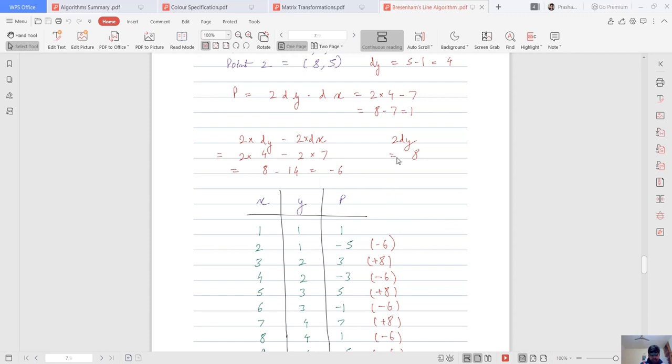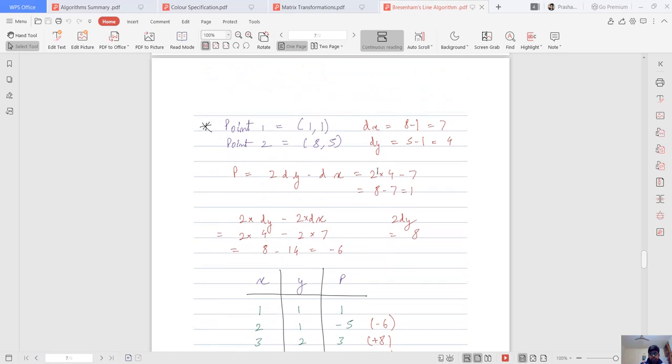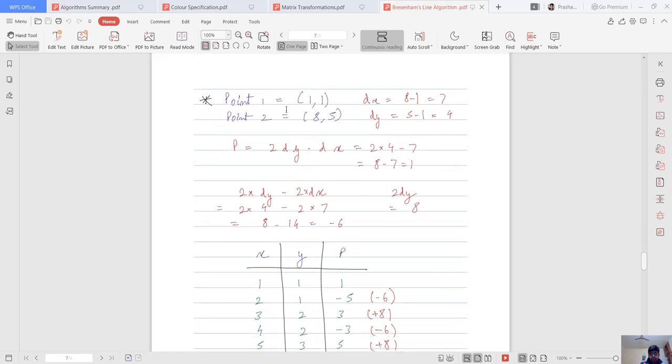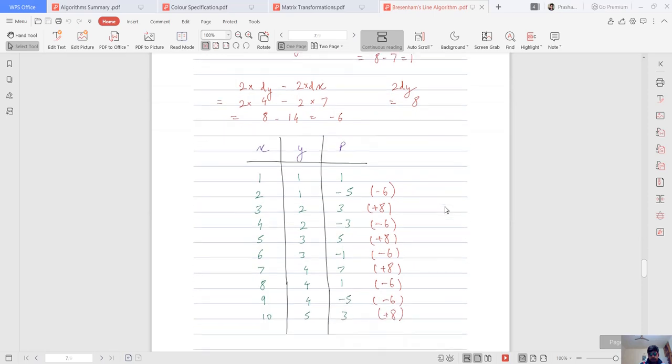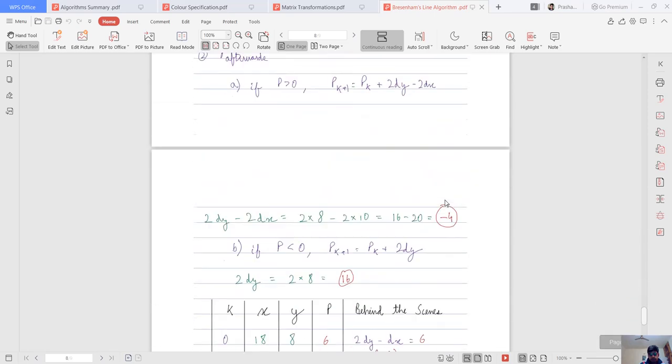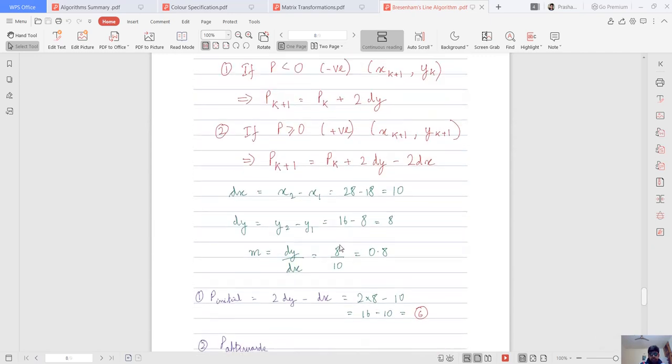Let's continue. So this is p, and now our x is 1, y is 1. We know that our x is always increasing, so we don't have to worry about that. First of all, we calculate our slope. We calculate dx, that is 8 minus 1, and dy, 5 minus 1, and dy by dx, the slope, came out to be 0.8.